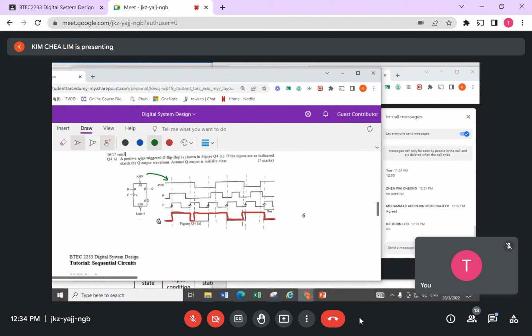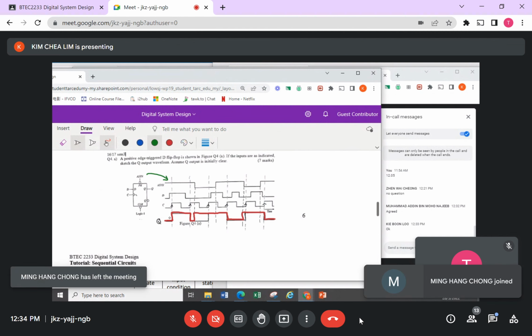All right, a positive edge trigger is shown in this one. If the input is as indicated, sketch the Q output waveform. Assume Q is initially clear. Okay, initially clear, so start from 0.